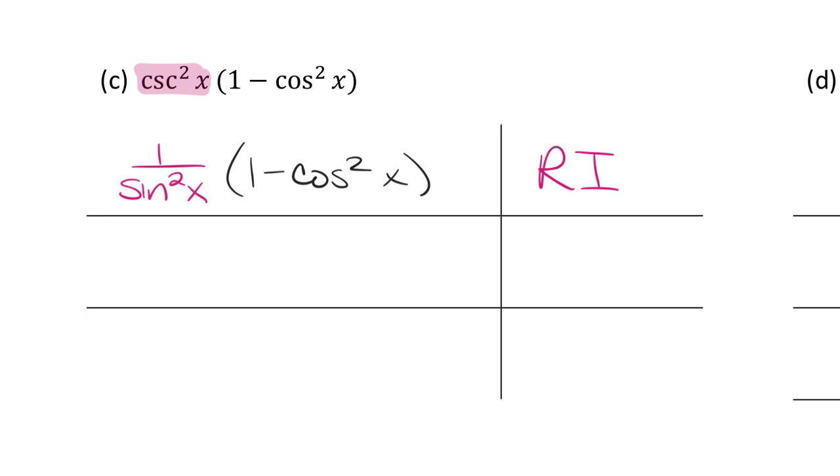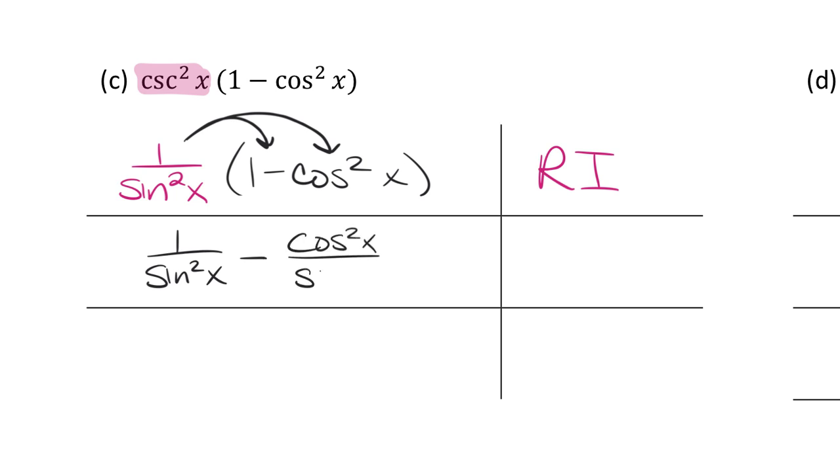Awesome. Now, I'm tempted to do this because I have a number in front of a set of parentheses. So we distribute into that parentheses. 1 times 1 over sine squared of x is 1 over sine squared of x. And then negative cosine squared of x over sine of x, because we would multiply. So that is a distributing step.